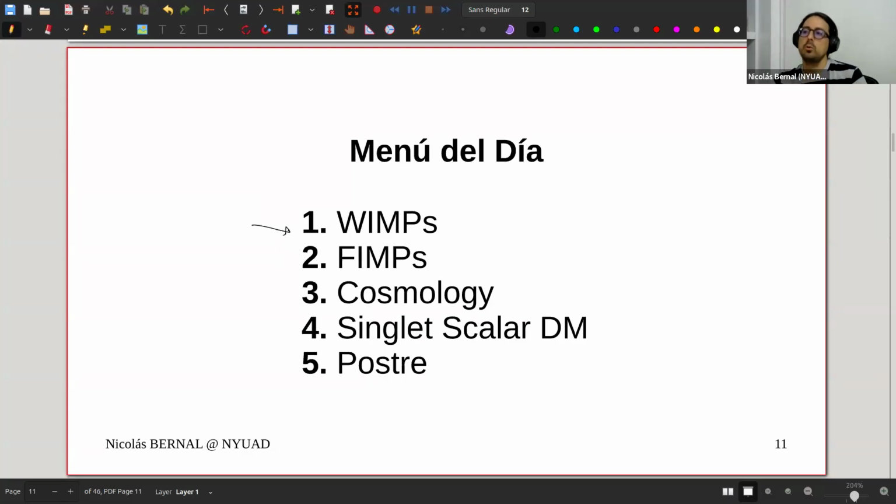Once we understand what the WIMP mechanism is, it will be trivial to understand what the FIMP is. So WIMPs correspond to weakly interacting massive particles, while FIMPs correspond to feebly interacting massive particles. I will give some details about the FIMP paradigm. Then we'll discuss cosmology.